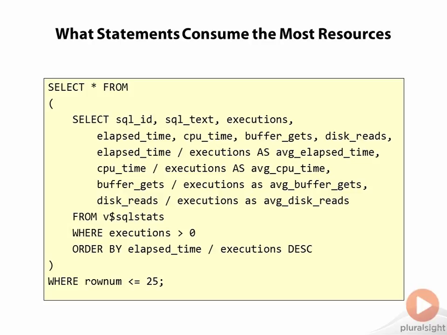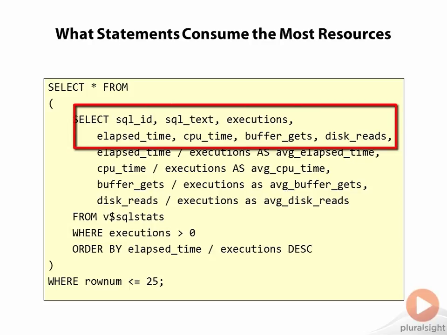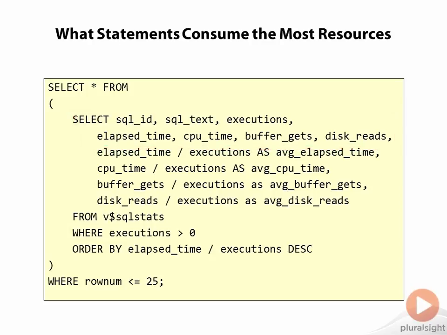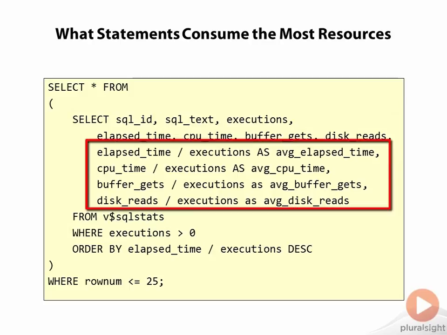The V$SQLSTATS view contains information like the number of times a statement is executed, the total amount of elapsed time spent executing the statement, the total amount of CPU time the statement has used, the total number of buffer gets, which are the logical IOs, and the total number of disk reads. You can get a lot of this same information from the V$SQL view, but Oracle is now recommending that you use the V$SQLSTATS view as it's supposed to be a little bit more efficient. By taking all of these values and dividing by the number of executions, you can get the average values for each one of these metrics.